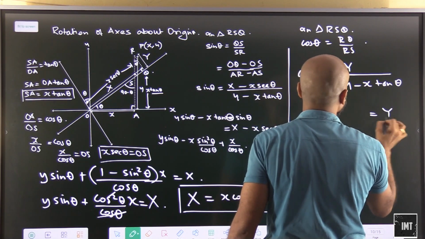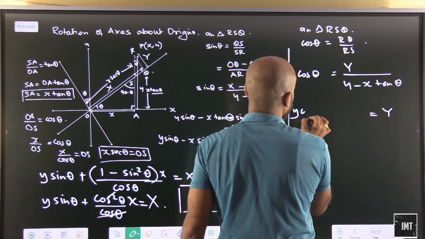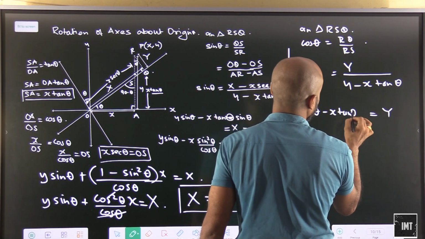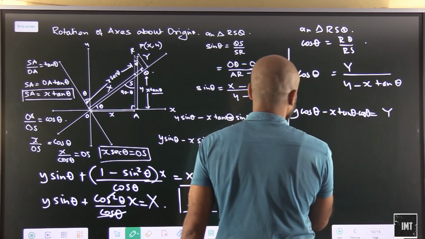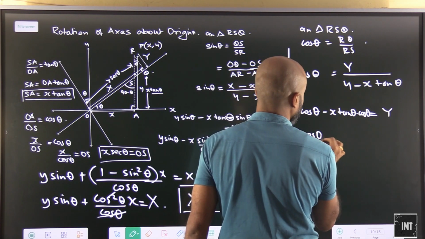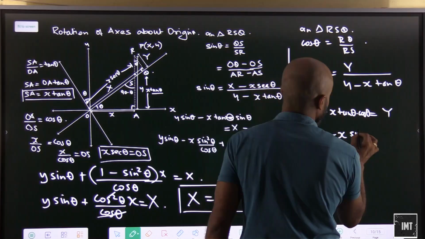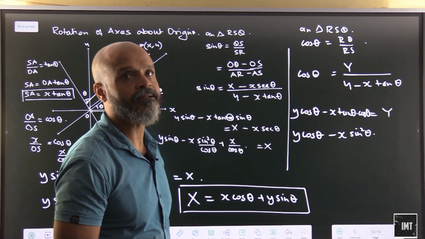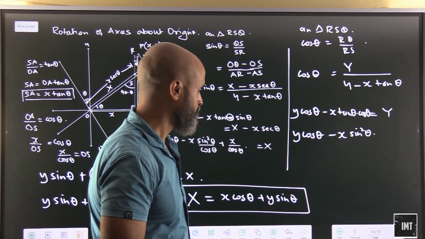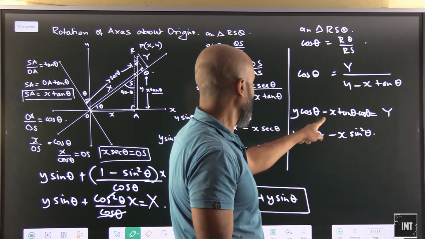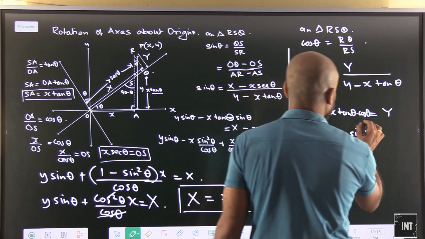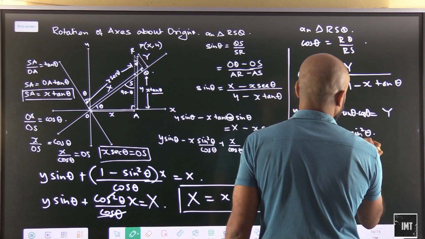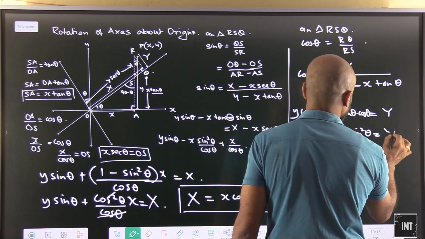So here y will be equal to y cos theta minus x tan theta into cos theta. So that's y cos theta minus x sin square theta, to cos theta. So cos theta goes off, this is equal to y.